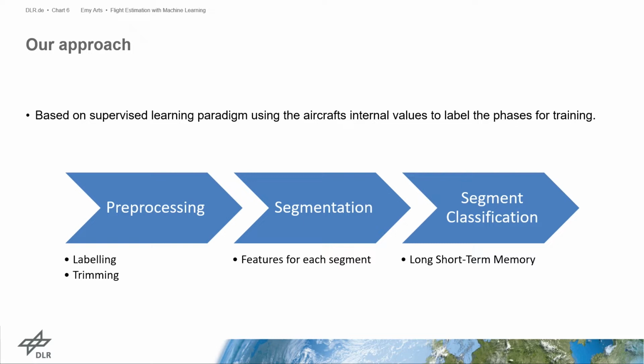So each flight is divided into a sequence of segments, where each segment is represented by its features. Finally, this sequence of segments is fed to the classification neural network, a long short-term memory, that then classifies each single segment of the flight, and the flight is then reconstructed from its segments with the correct label that the classification network assigned to it.